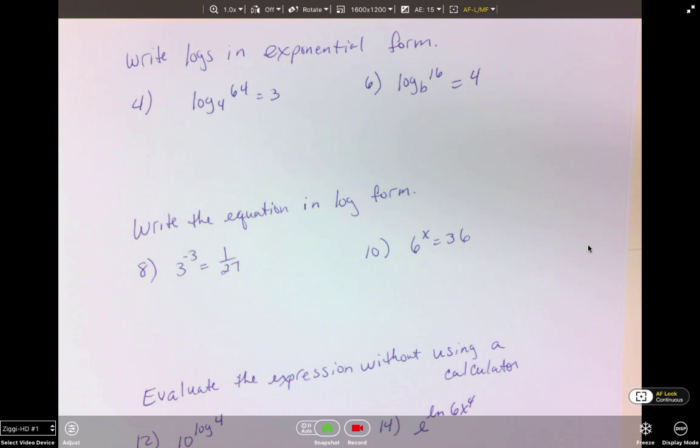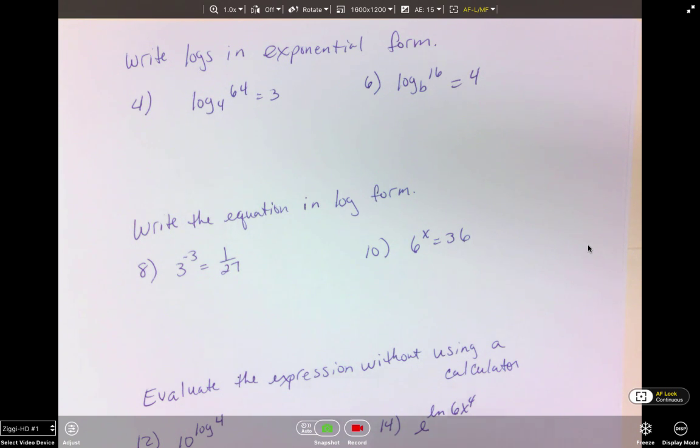All right, so in this video, we are looking at logarithms, and we want to be able to take logarithms and change them into exponential form, and then take them from the exponential form and put them in log form. And then we want to be able to evaluate some of them without using a calculator.